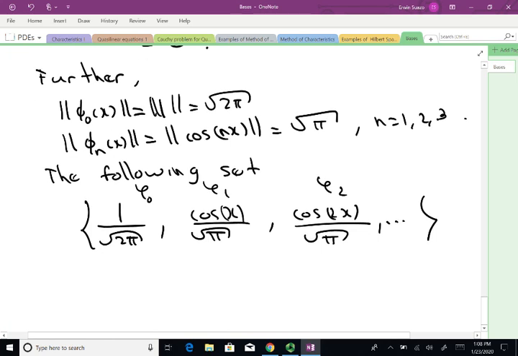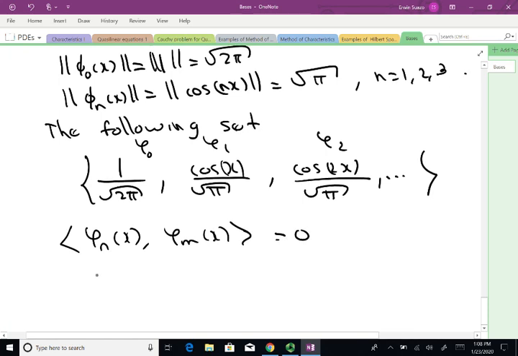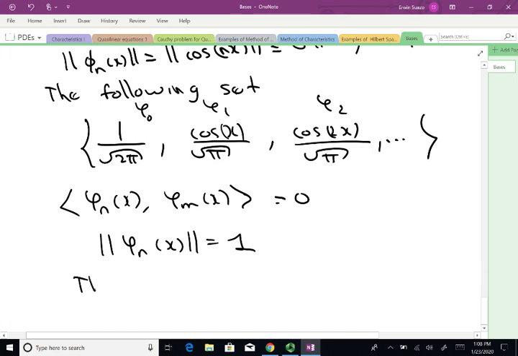If you consider these, the inner product of any two of them is going to be 0, but the norm of each of them is going to be 1. So this is what is called an orthonormal set. It means the norm of each vector is 1, and they're orthogonal.